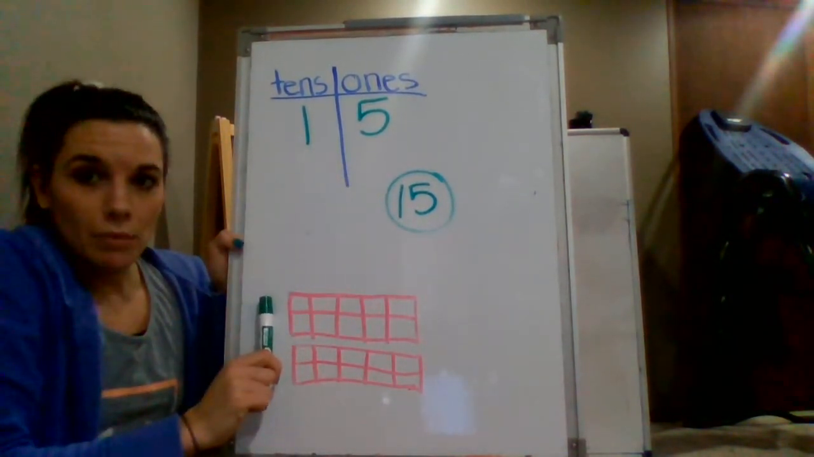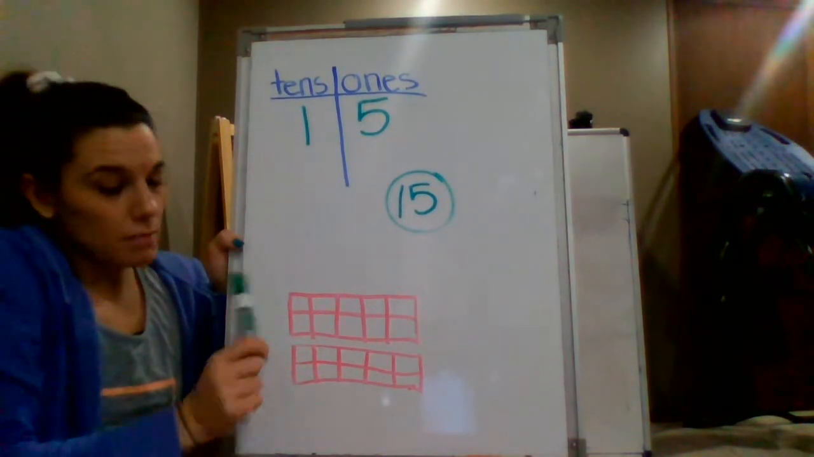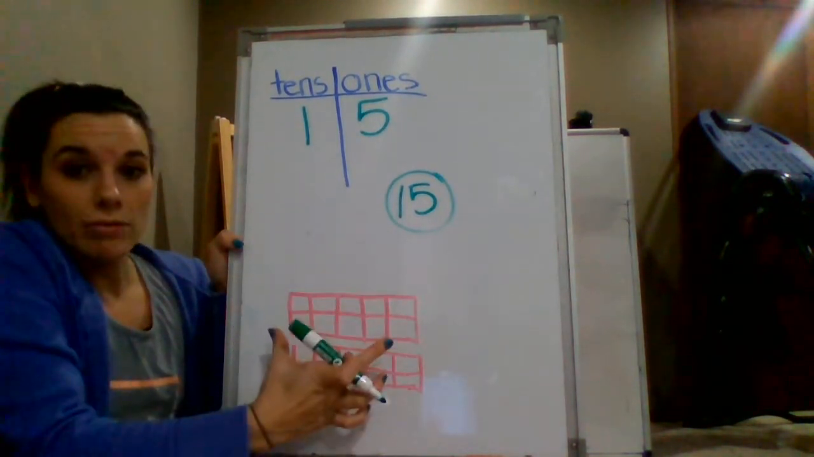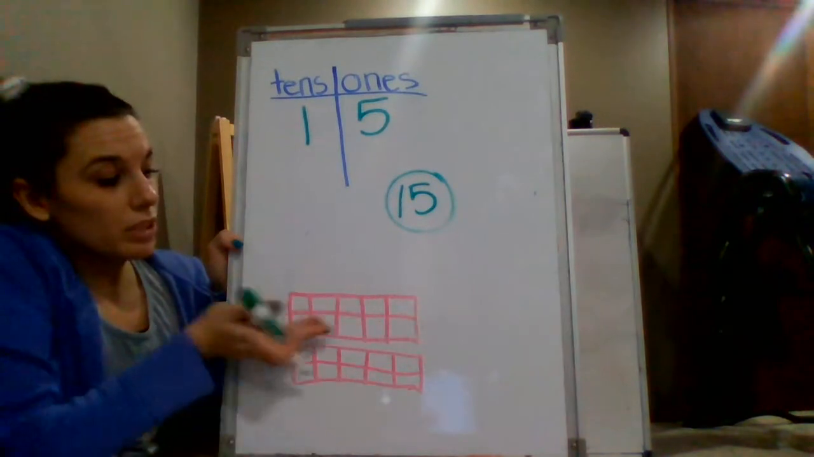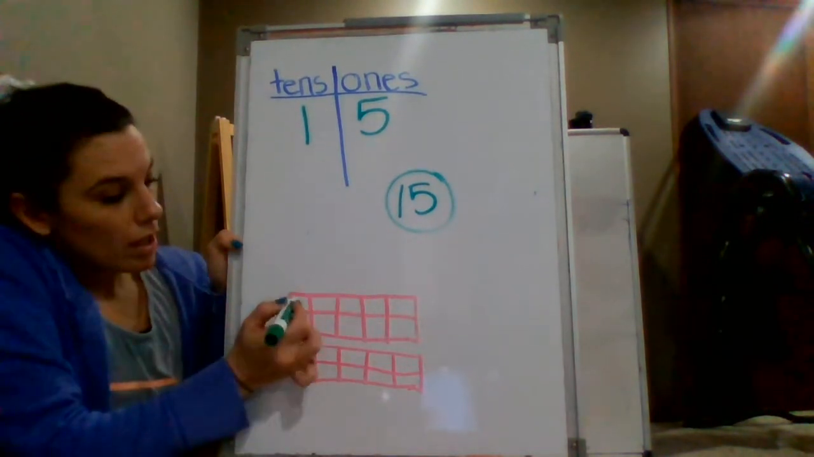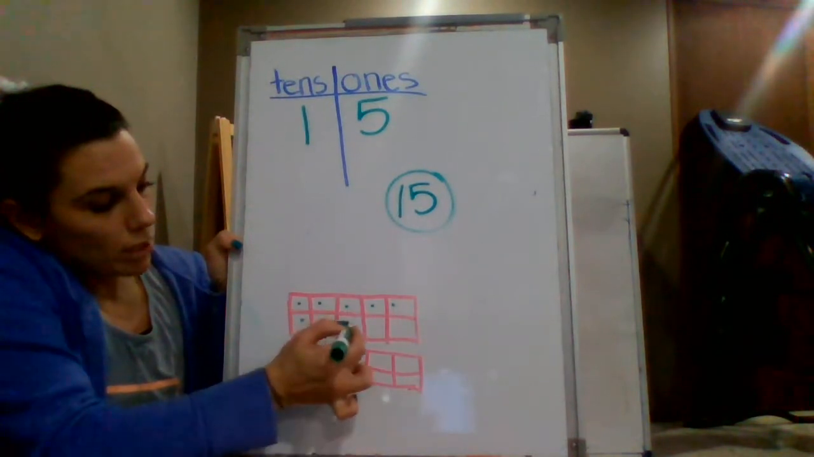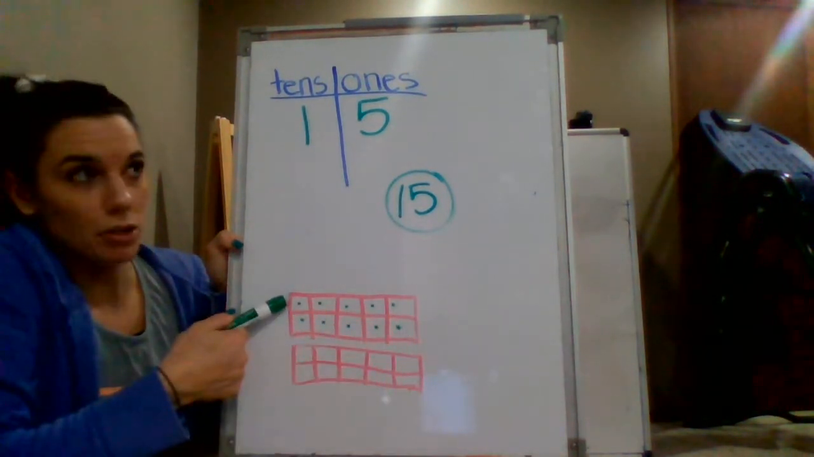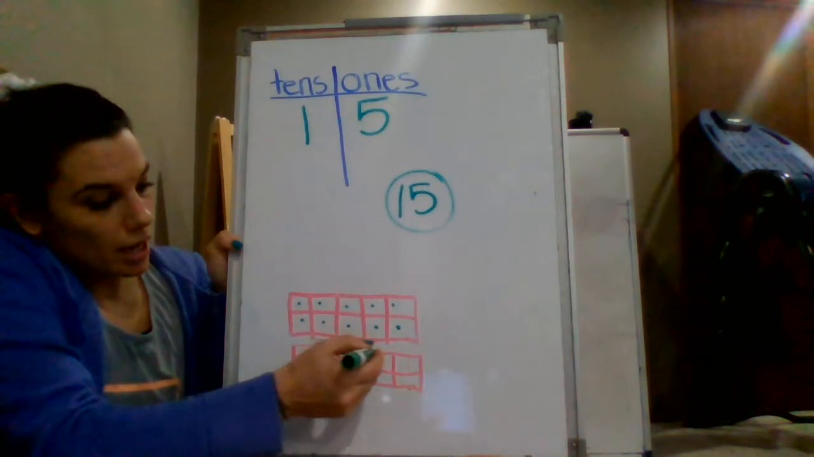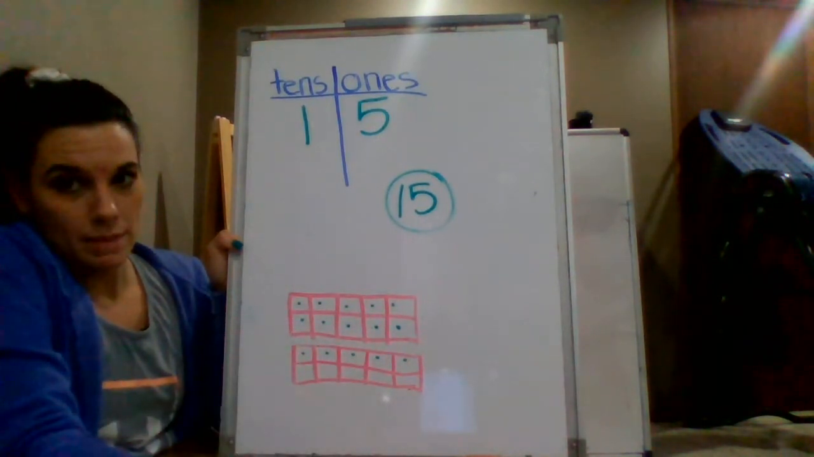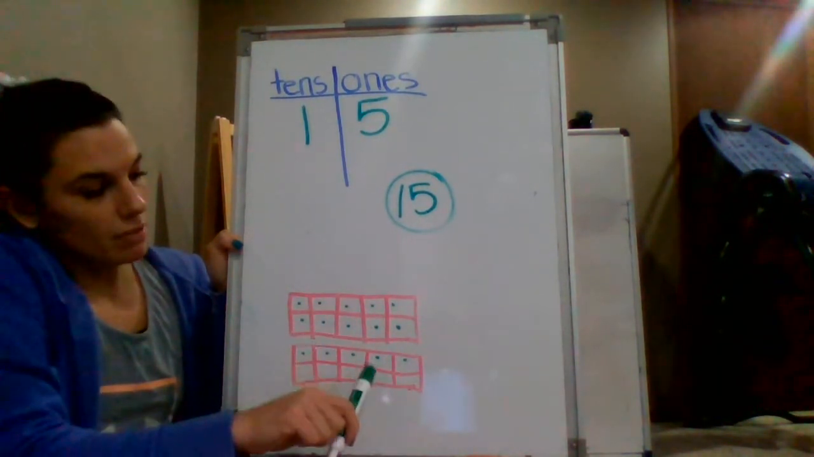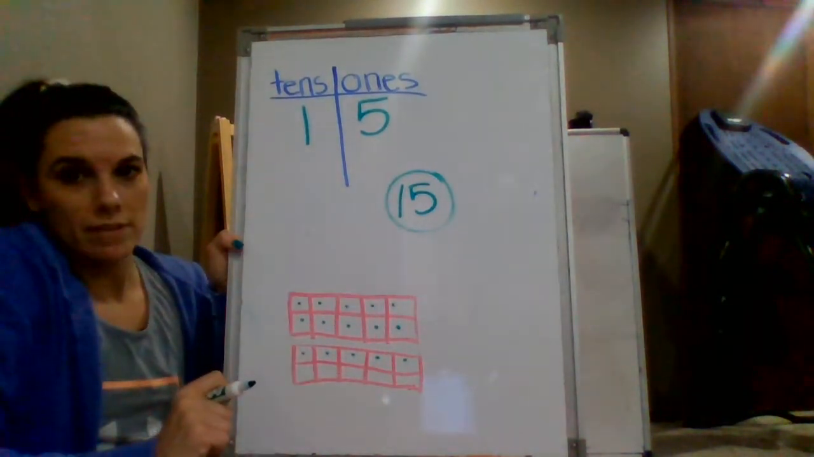If I were to show the number 15 in my 10 frames, I would remember that a 10 frame, when it's all filled in, represents a group of 10. So I would fill in one complete 10 frame, that's my group of 10, and 5 extra ones, right? 1 ten and 5 ones gives me the number 15.